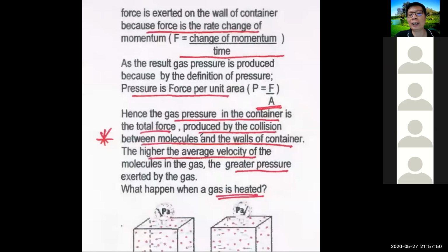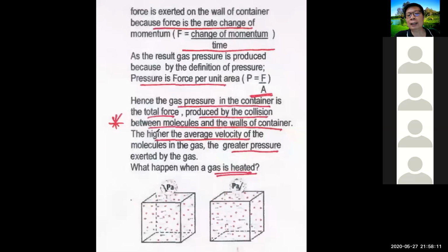Okay, and the gas pressure in the container is the total force produced by collisions between the molecules and the wall. This is important: pressure is produced by collisions between the molecules and the walls of the container. The higher the average kinetic energy, the faster the molecules move, the greater the pressure. Here they must understand, we say the higher the average velocity of the molecules, the greater the pressure.